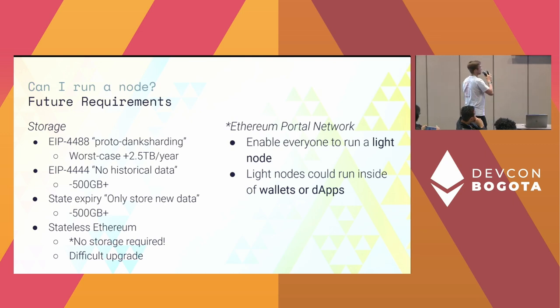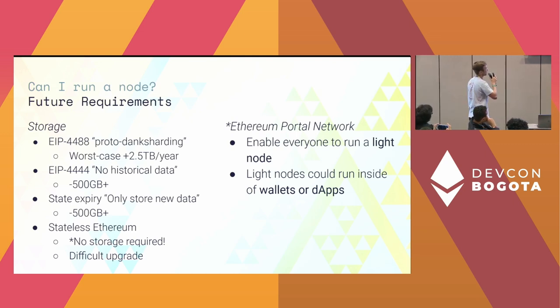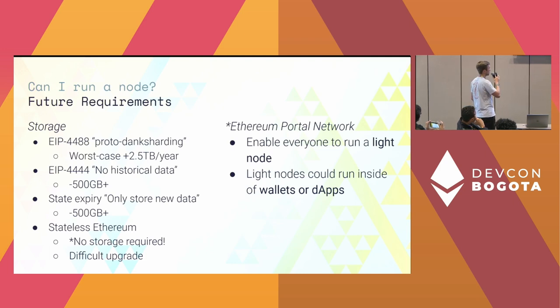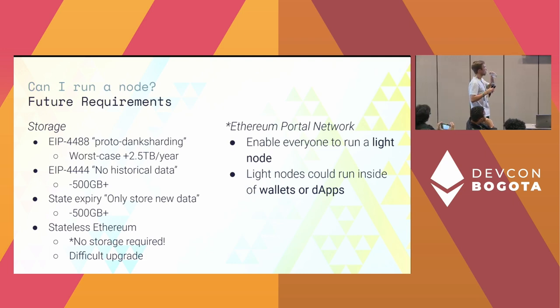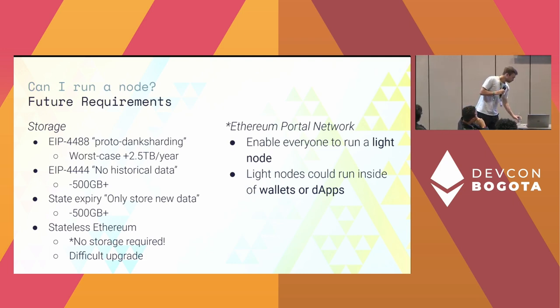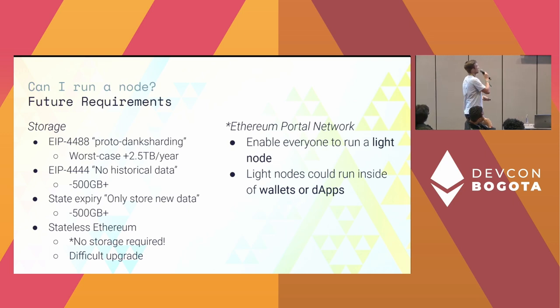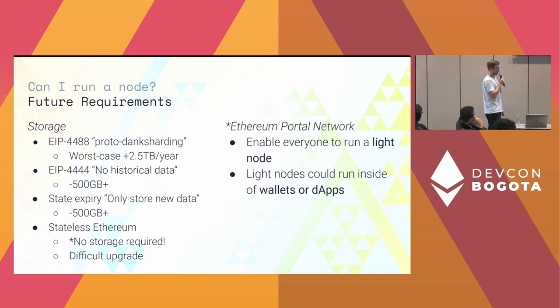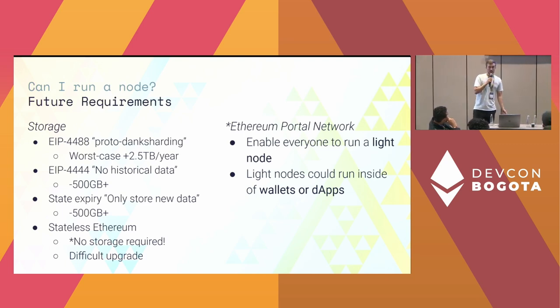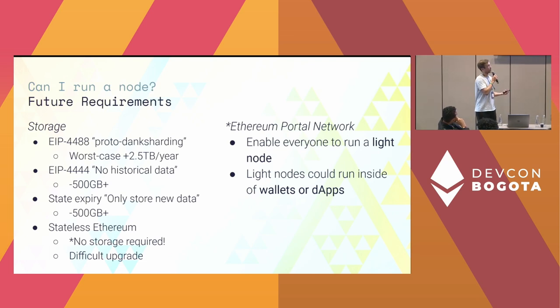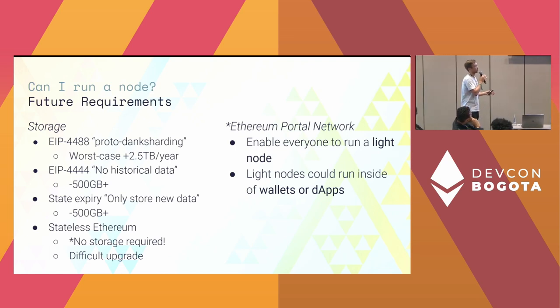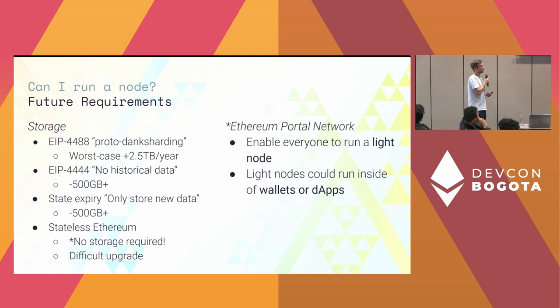Okay, now this is the interesting part, because these are some of the upgrades or potential upgrades coming to Ethereum in the near future. When you hear proto-danksharding, that's EIP-4844. In the worst case scenario, this would add 2.5 terabytes per year for node operators, which is just not really an option for at-home node operators.